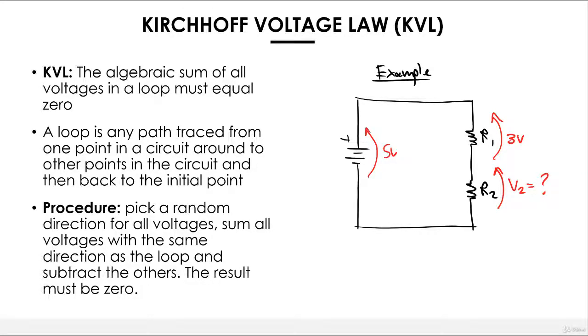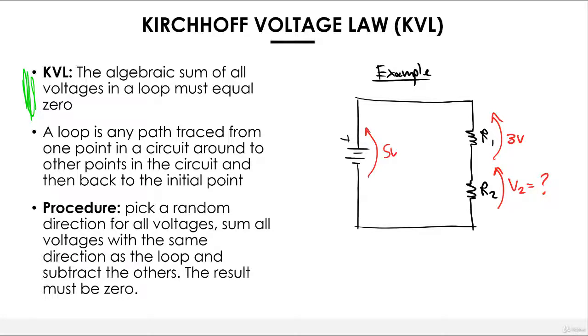The Kirchhoff Voltage Law, abbreviated KVL, is one of the most important laws that you need to know in order to solve electronic circuits. As indicated on the side here, this is the definition of the Kirchhoff Voltage Law, and it basically says that the sum of all the voltages in a loop must be equal to 0.